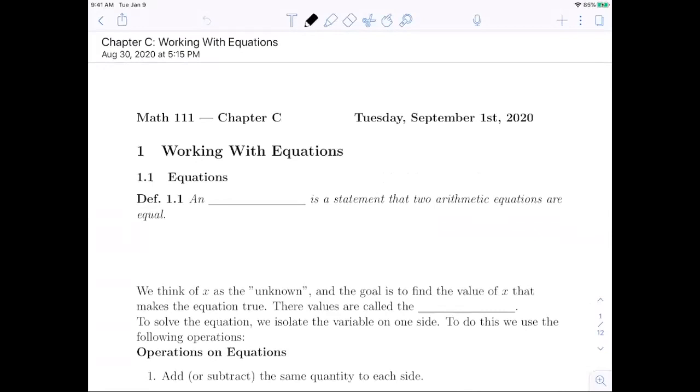So we say that an equation is a statement that two arithmetic expressions are equal. So like 4x plus 7 equals 19. E equals mc squared. Area equals pi r squared.